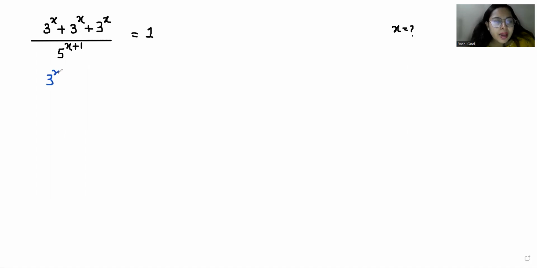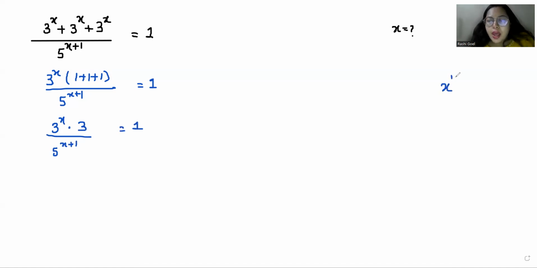So 3^x, if I take common from the numerator, so (1 + 1 + 1) divided by 5^(x+1) equals 1. So 3^x times 3 divided by 5^(x+1) equals 1.